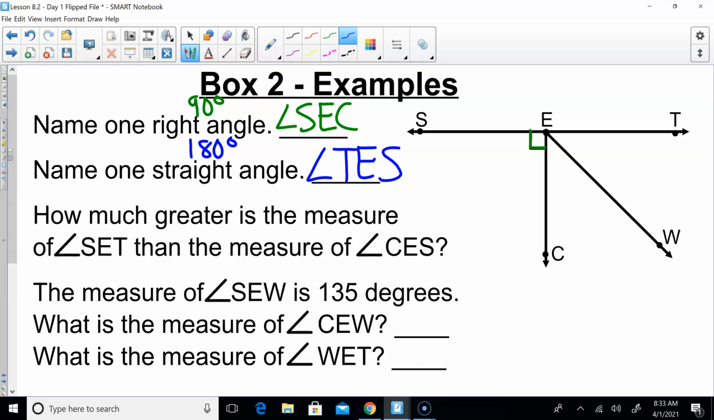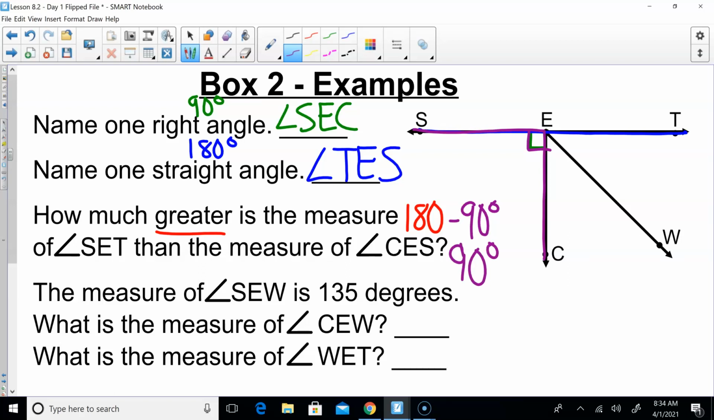Good question. So the question right now is how much greater is the measure of angle SET than the measure of angle CES? Well, if we look at these angles right now, SET is from here, here, here. Well, that would be 180 degrees. And looking for how much greater, so we figure that one out. And then the angle CES, so we find CES. Well, it looks like it has this part right there, so it'd be 90 degrees. So we would subtract, how much greater? It would be an answer of 90 degrees.